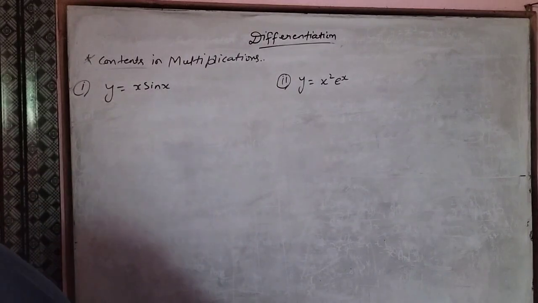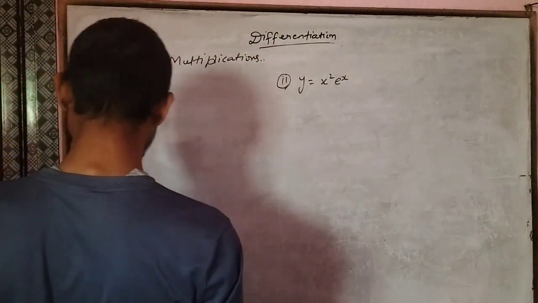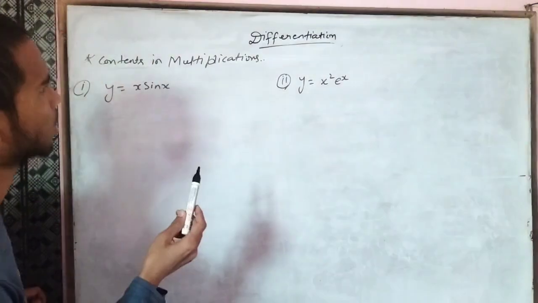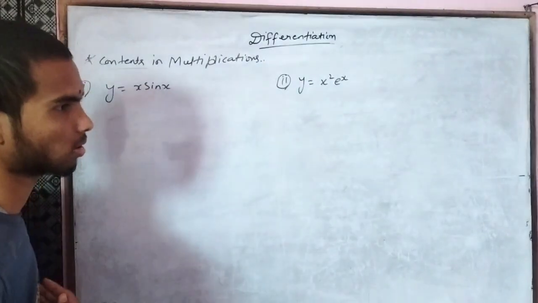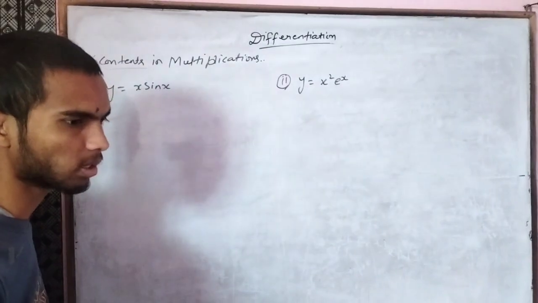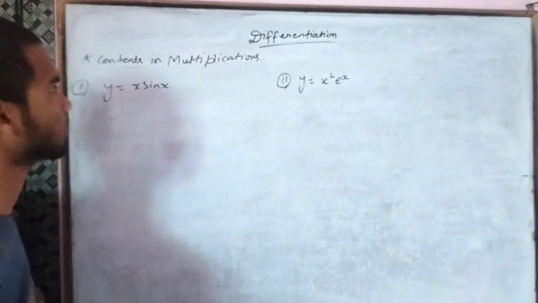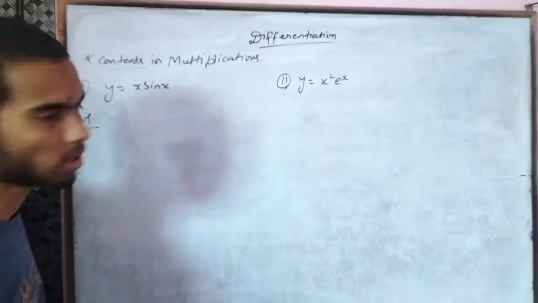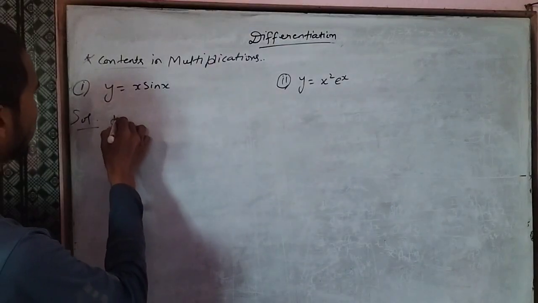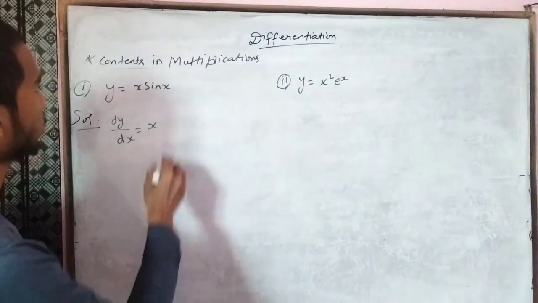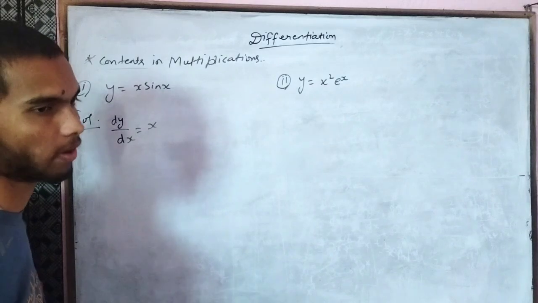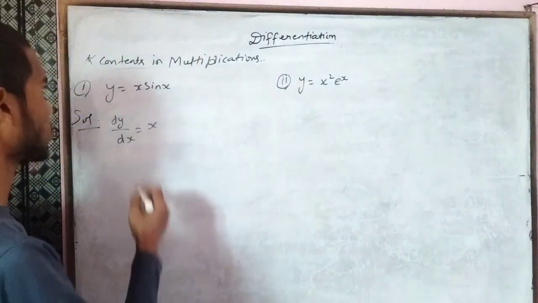Now here we can see how many terms? We can say there are two terms, one, two, but the two terms are in multiplication. In this case, what will we do? The first variable we will write as it is. Now the second variable we will differentiate. We will differentiate the next variable.